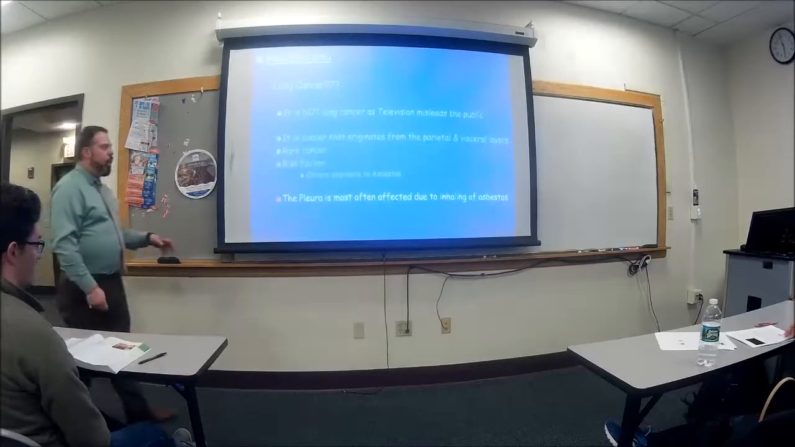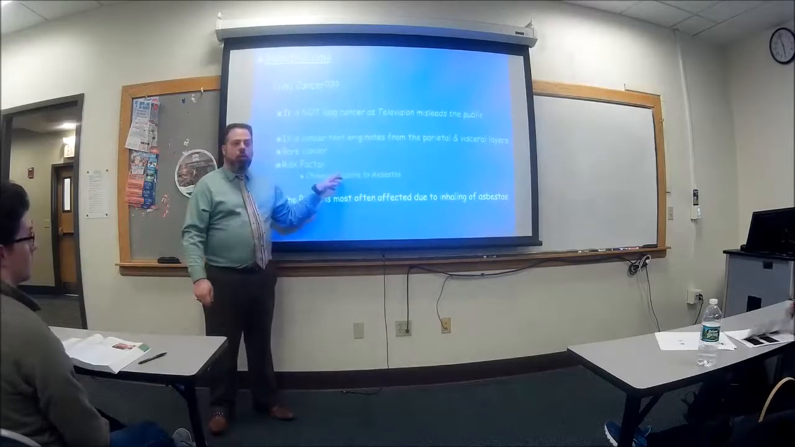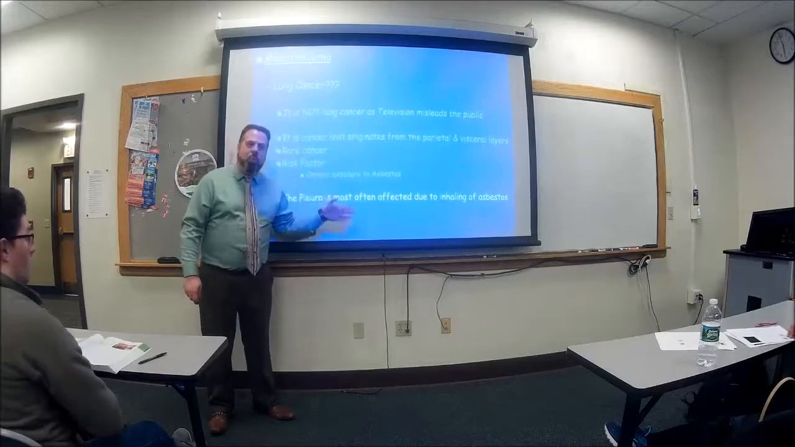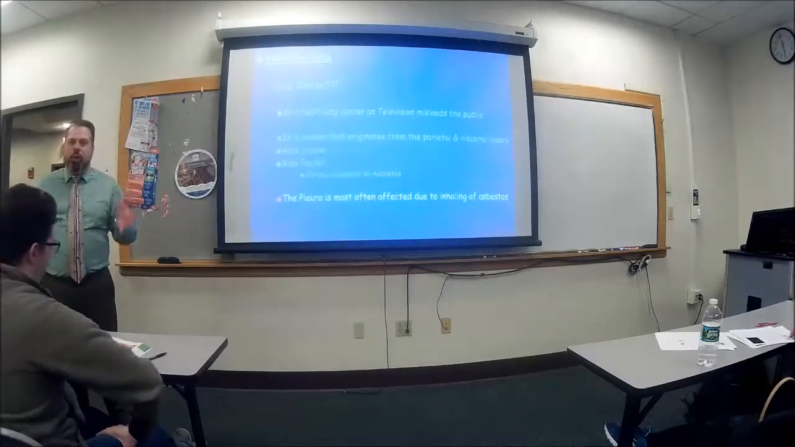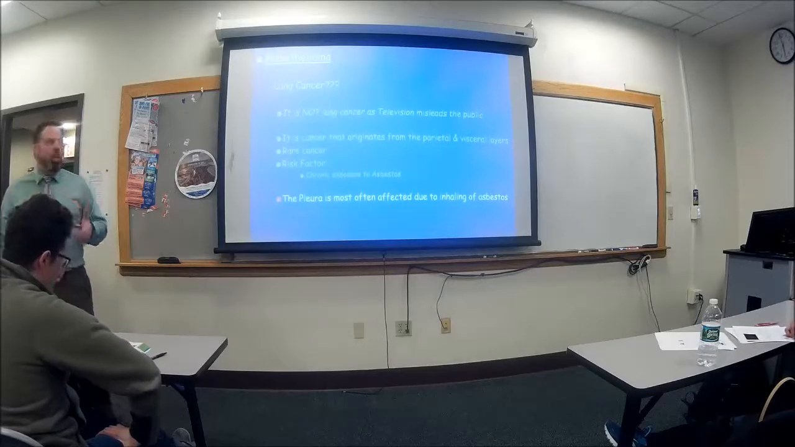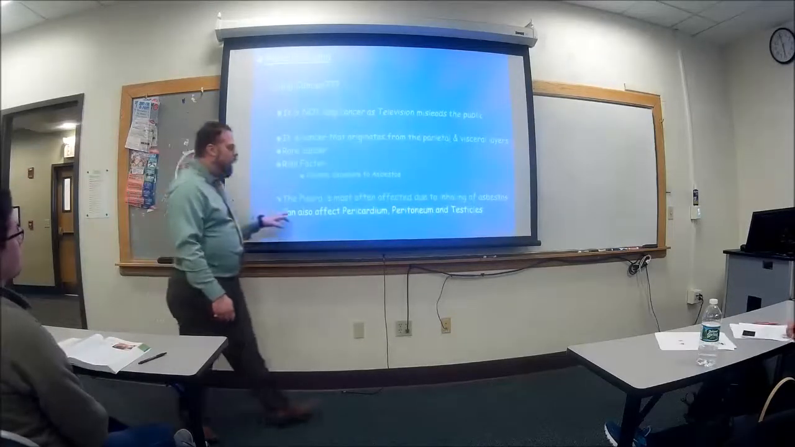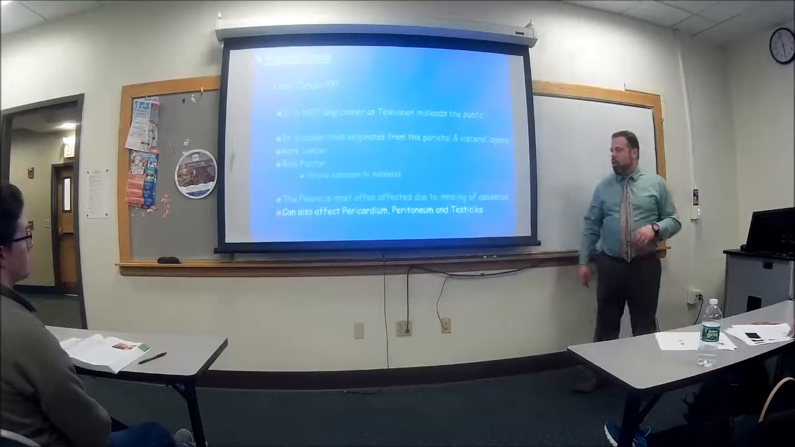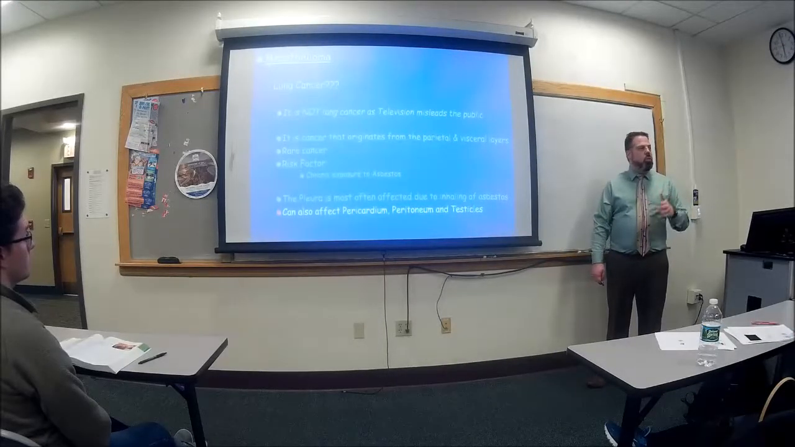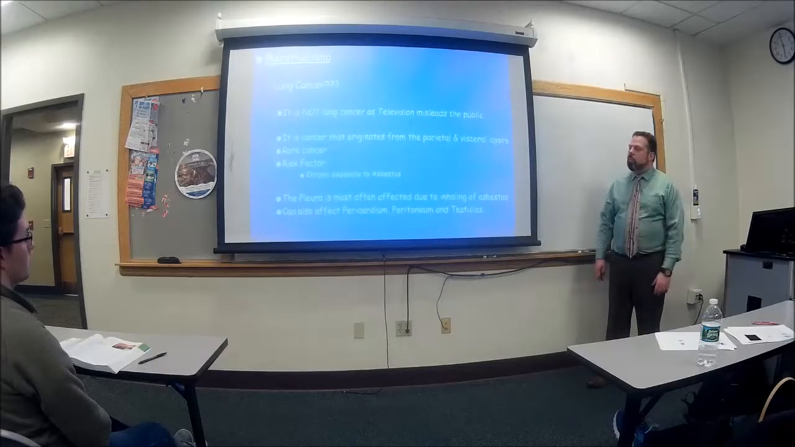So the pleura is the most often affected because of this asbestos. That's why we see mostly mesothelioma in the lungs. Not in the lungs, but the coverings of the lungs, okay? That's why we see it more often there. But do keep in mind that it's also in the pericardium, it's also in the testicle, and the peritoneum, right? Wherever you see visceral and parietal layers, that's where you'll see it, okay?